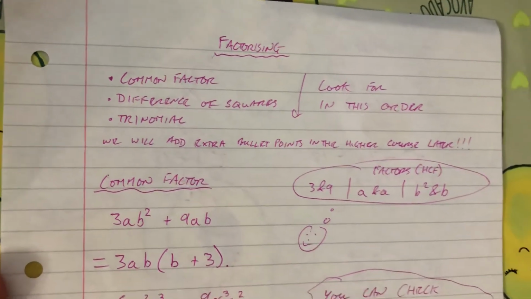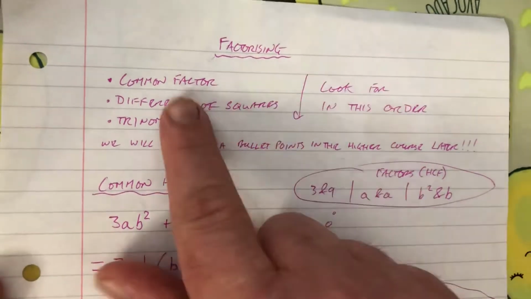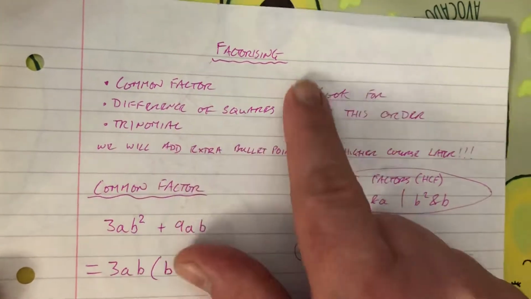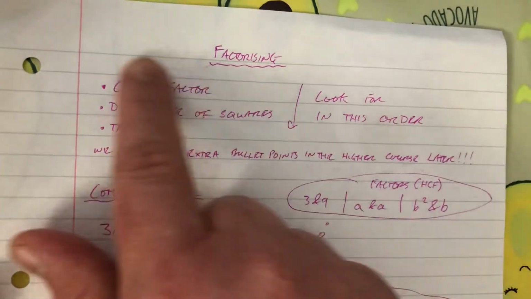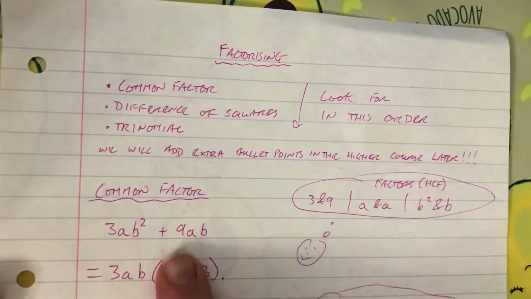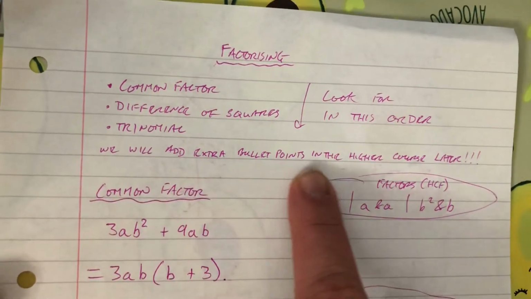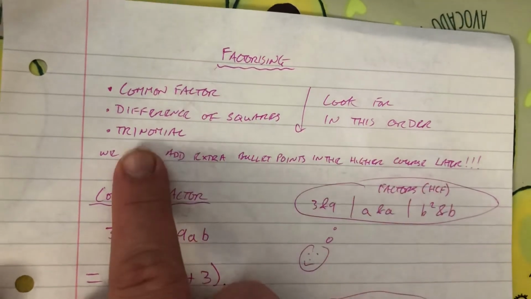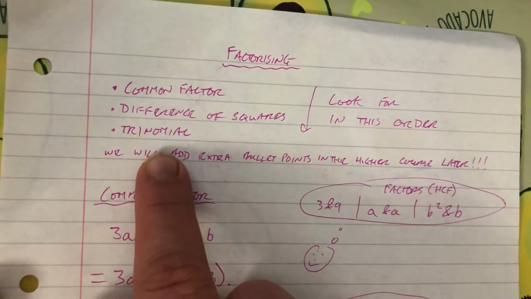And the second bit today, factorising. So remembering common factor first, then difference of squares, then trinomial. Look for them in this order. Sometimes there's a common factor which makes the other ones easier. We'll get extra bullet points later on in the higher course when we look at polynomials, but we don't need them now.